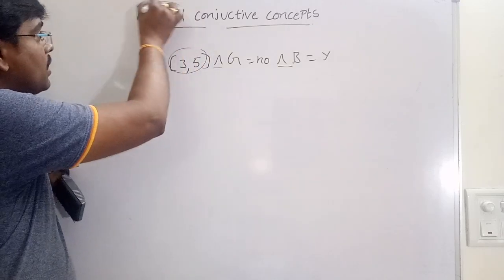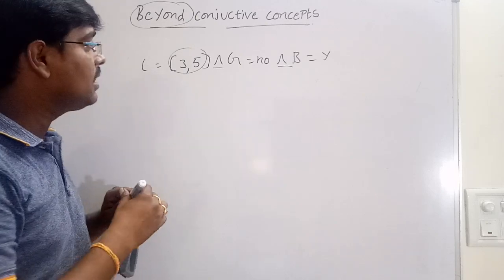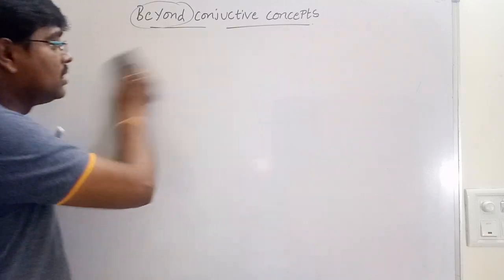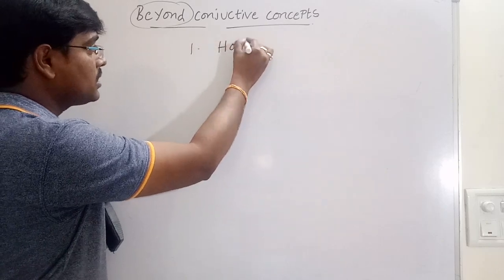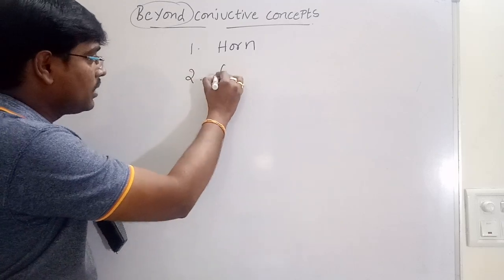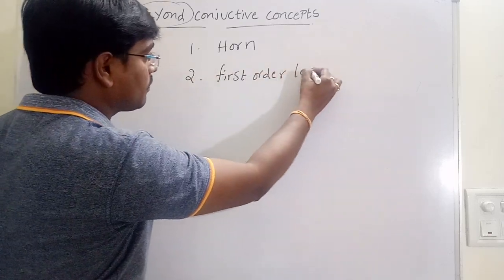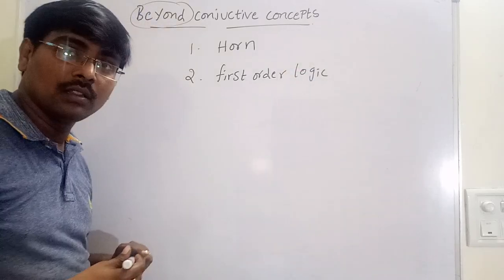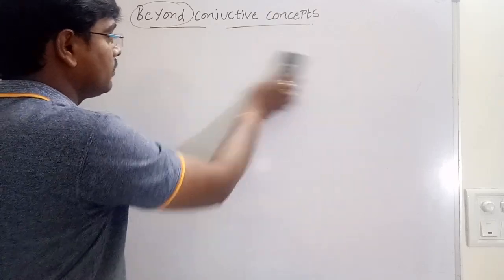Now our topic is beyond conjunctive concepts. Other than these two, we are using two types. So in beyond, one is Horn theory, and the second one is first order logic. Okay, Horn theory and first order logic. First we will move to Horn theory.